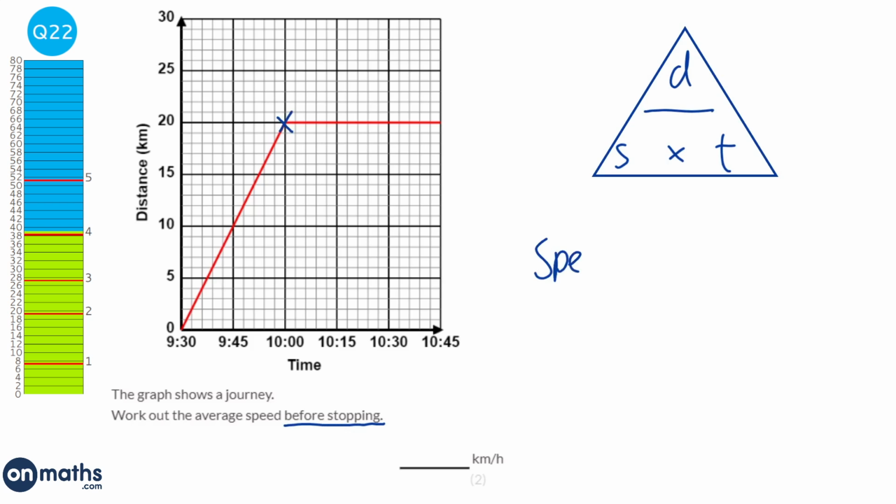So the average speed will be the total distance, which would be 20, over the total time. So 9:30 to 10 will be 30 minutes, but since our unit will be kilometers per hour, we need that in hours, which will be a half. And 20 divided by a half is going to be 40. So our answer is going to be 40 kilometers per hour.